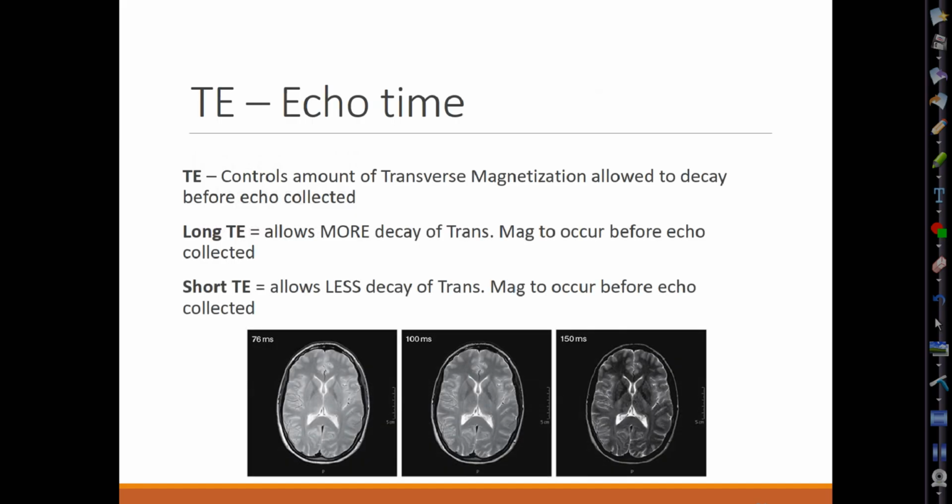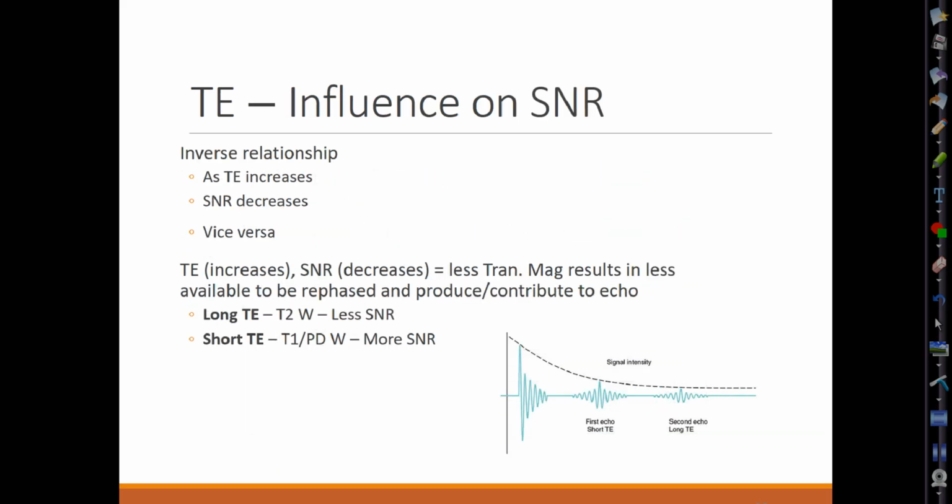All right, our next parameter is our TE, our echo time. And our TE controls the amount of transverse magnetization allowed to decay before the echo is collected. So I have an image here of our signal. So remember, right after we turn off that RF pulse, what happens? What's this also called, the acronym?